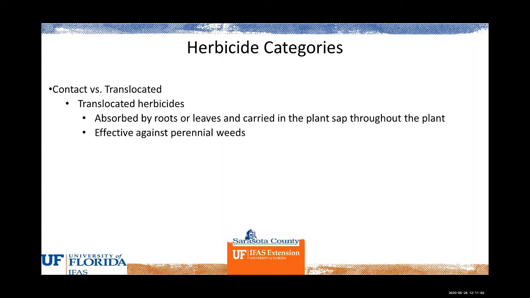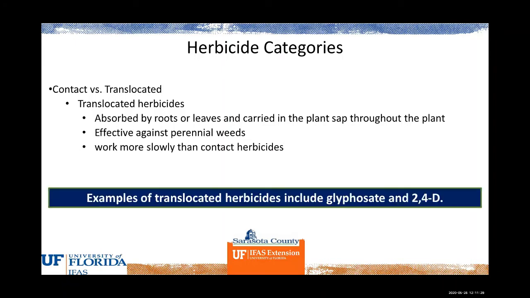This is the type of herbicide that would be most effective against perennial weeds, because perennial weeds either have woody tissue that is hard for herbicides to actually absorb into, or they have underground food reserves. And so you want to use something that will get translocated throughout the plant. You want to use a systemic herbicide. You're not going to get quick knockdown of your weeds with a systemic herbicide because it takes time to get translocated throughout the entire plant.